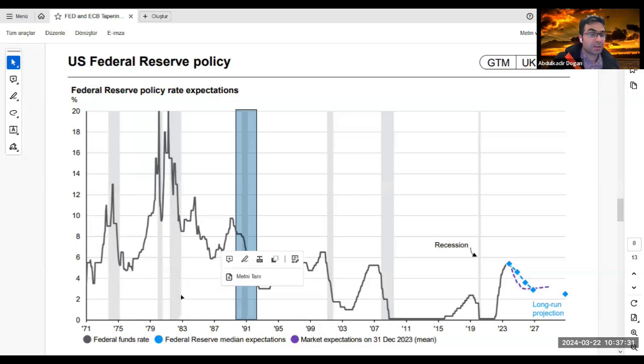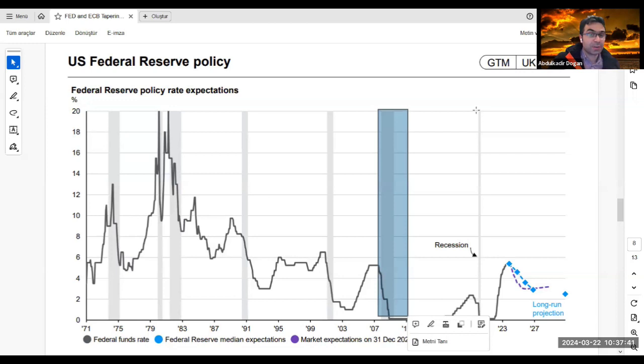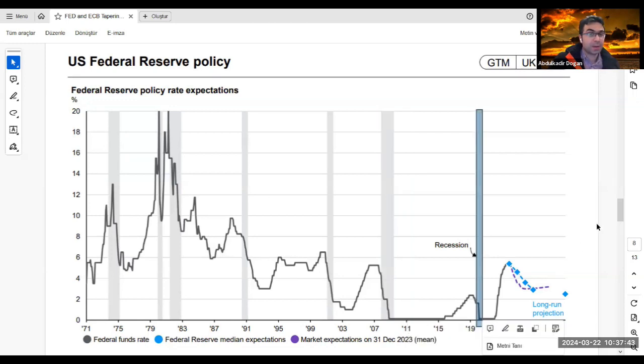Okay, here we have petroleum prices, the Iranian crisis, the Gulf crisis, the dot-com crisis, the global financial crisis, and the COVID crisis. These are the recessions in the economy.